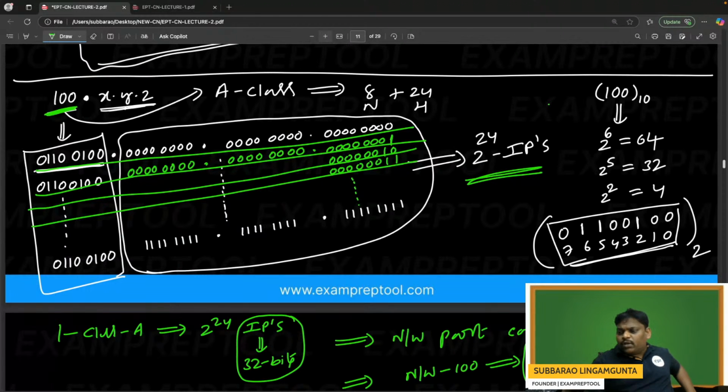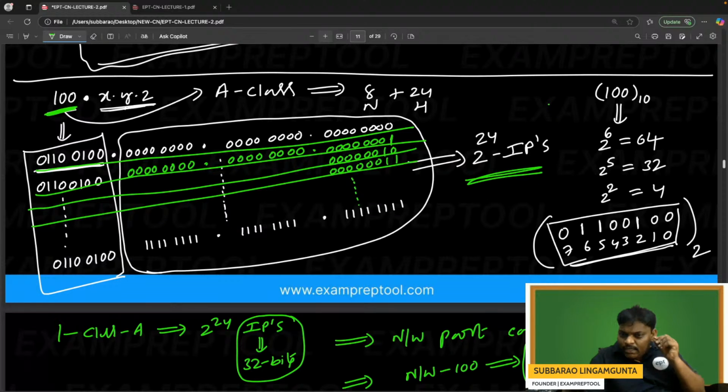Why 2 power 24? Because there are 24 bits per host, from 24 zeros to 24 ones. Remember, network 100 means the network part is 100. All belong to the same network. Network 100 contains 2 power 24 IPs, from 24 zeros to 24 ones.